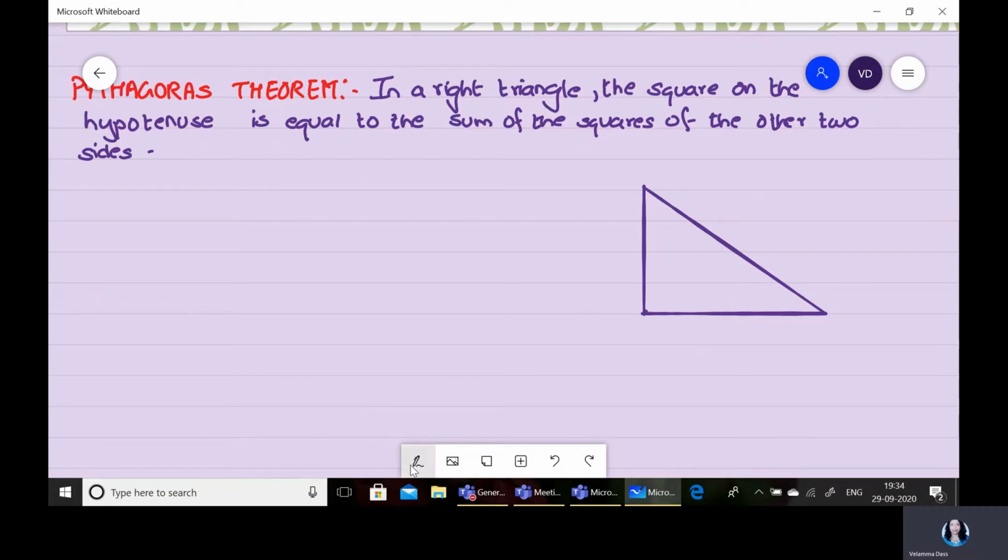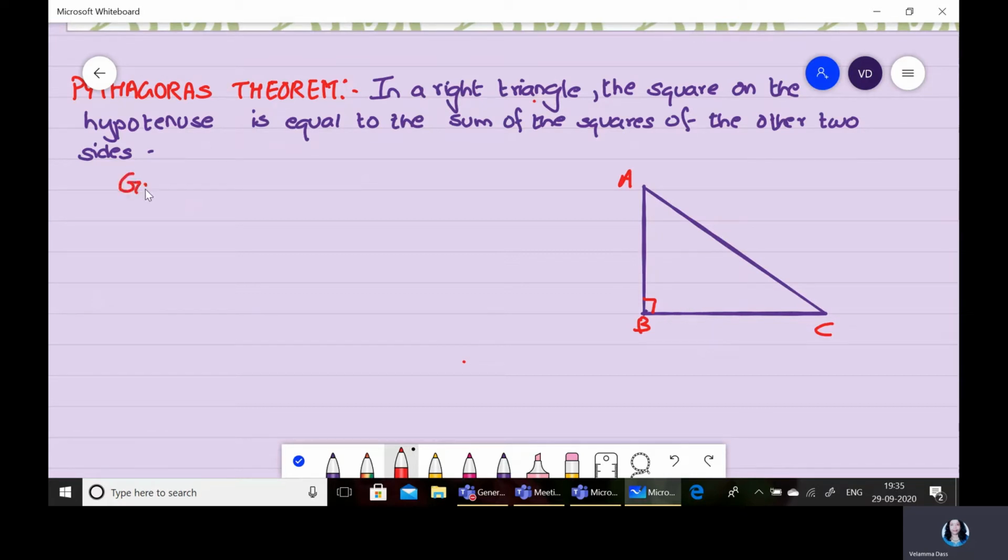So let's first analyze the theorem: what is given, what to prove, the construction and so on. Here it is given that there is a right angle triangle. Let's draw the diagram first. In this triangle ABC, angle B is 90 degrees. That is given. And we have to prove that the hypotenuse square, that is AC square, is equal to the sum of the squares of the other two sides.